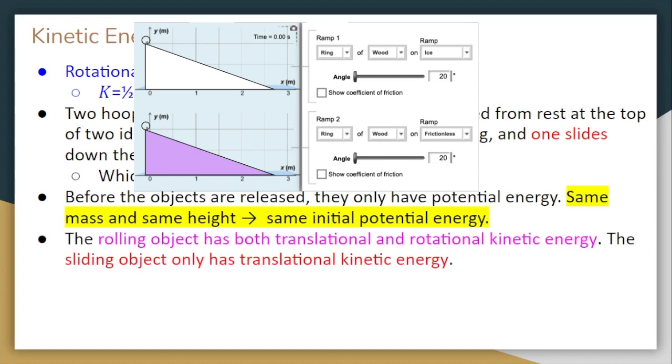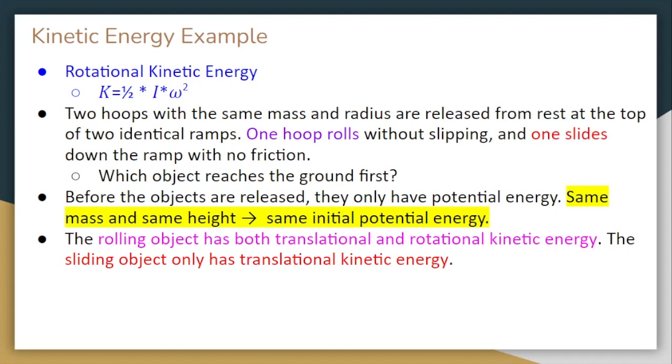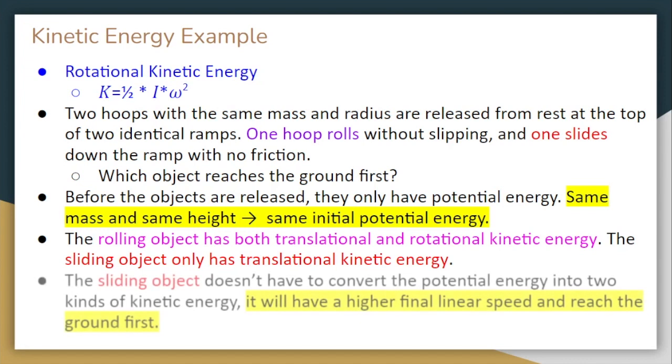The rolling object is going to have both translational and rotational kinetic energy because, like we said, the rolling object is moving linearly left to right, but it's also spinning around, meaning that it's moving rotationally. Where the sliding object is only sliding, which means that it's only experiencing translational, or in other words, linear kinetic energy. The sliding object doesn't have to convert the potential energy into two kinds of kinetic energy. Therefore, it will have a higher final linear velocity and reach the ground first.